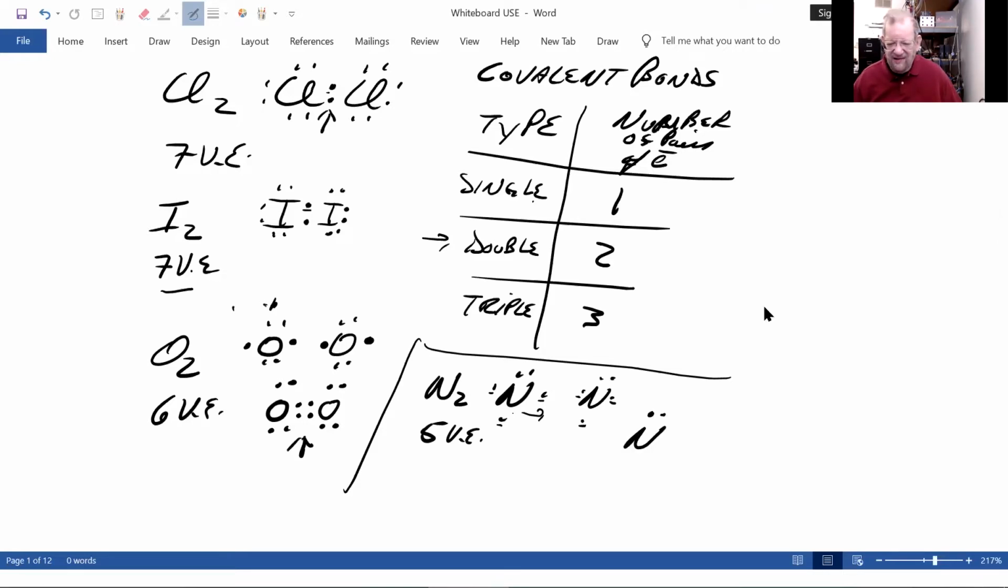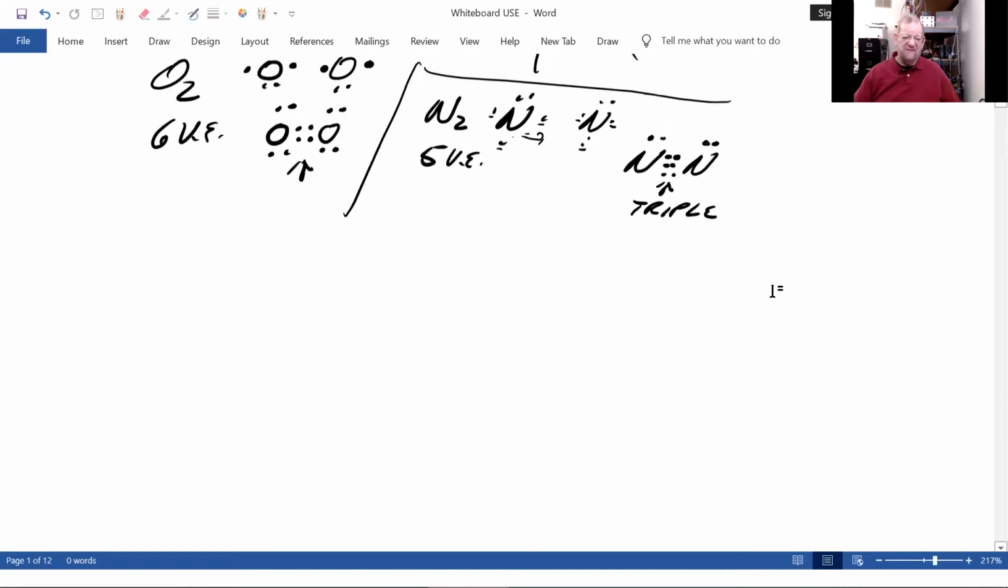The non-bonding electrons are still there. Those are the ones I just drew in. They're not involved in any bonding. And 3 and 3 make 3 pair. And what kind of bond is that? It's a triple bond. Why? Because there are 3 pair of electrons being shared.